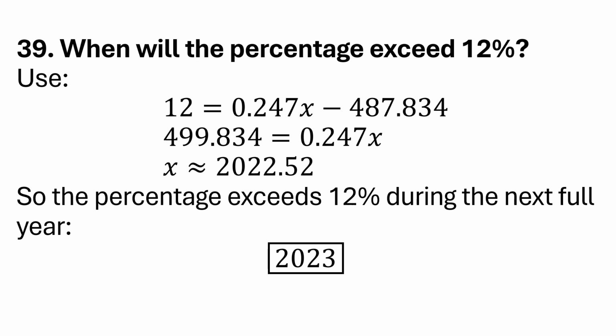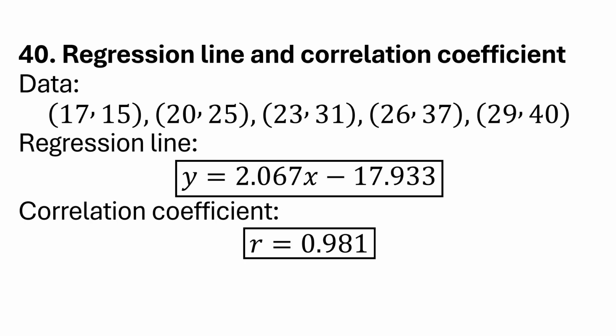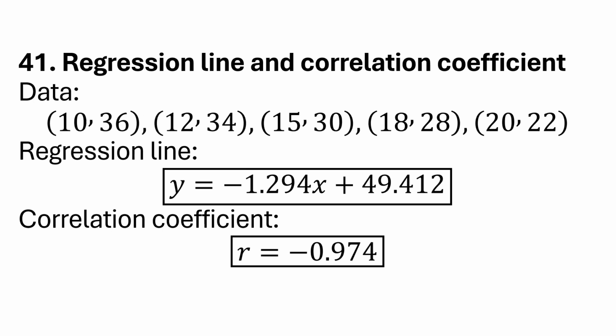is 2023. Using technology, the regression line is y equals 2.067x minus 17.933. The correlation coefficient is 0.981, which shows a strong positive linear relationship. Using technology, the regression line is y equals negative 1.294x plus 49.412. The correlation coefficient is negative 0.974, which shows a strong negative linear relationship.